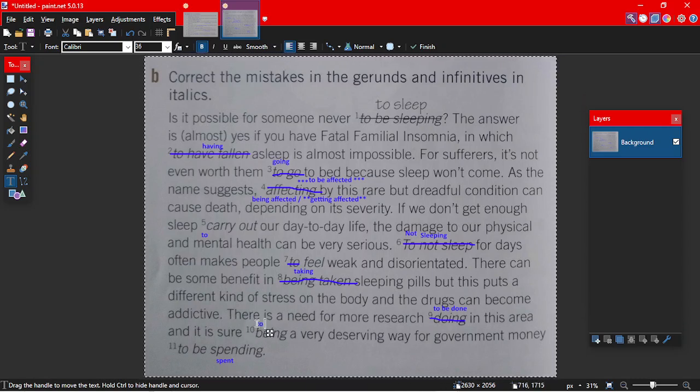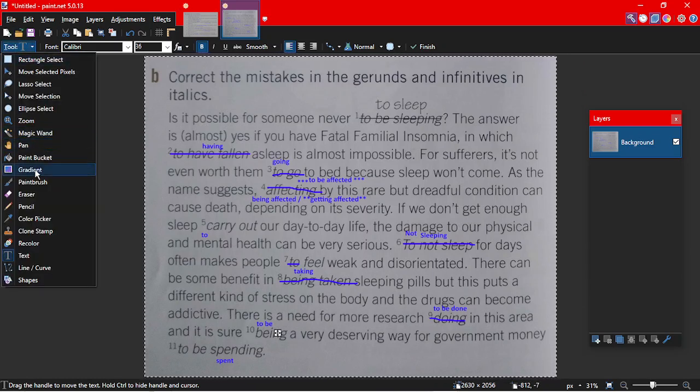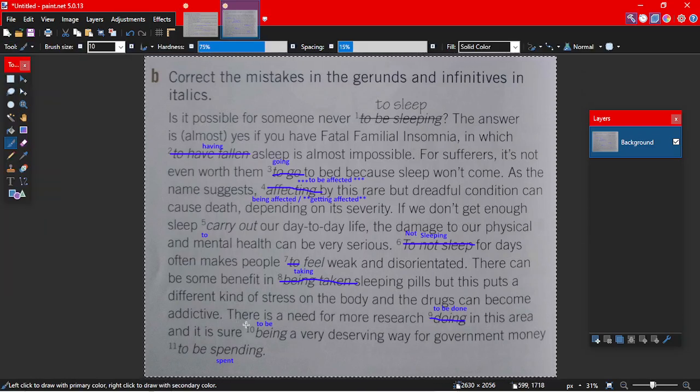Yeah, I think that's correct. I mean, you can also say it is sure a very deserving. You can straight away remove the being and say it is sure a very deserving way. But yeah, I think it is sure to be a very deserving way. It's also correct. I'll be honest, I'm not quite sure. This is not too easy of an activity, but I think it's to be. I think you got that correctly.